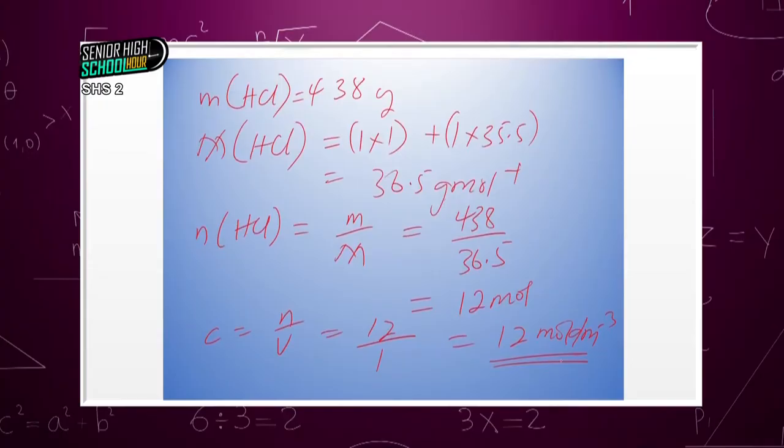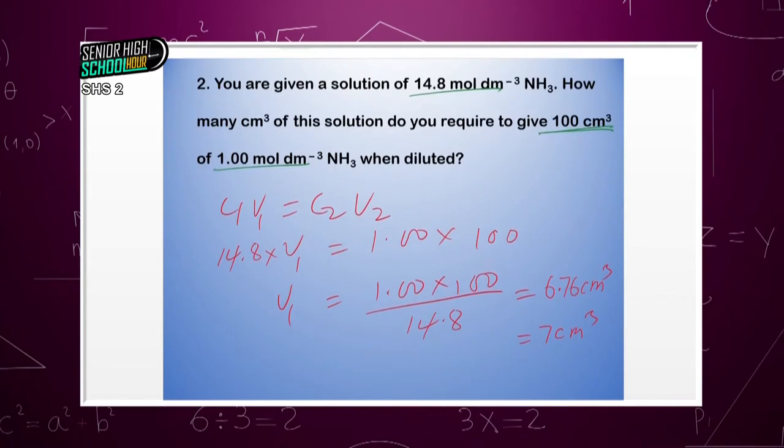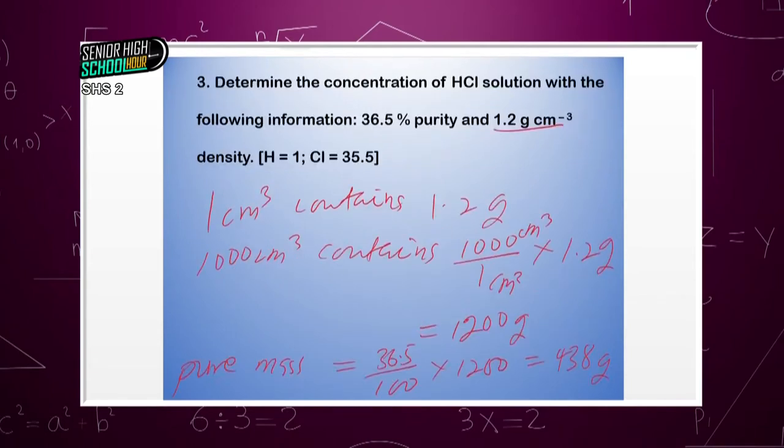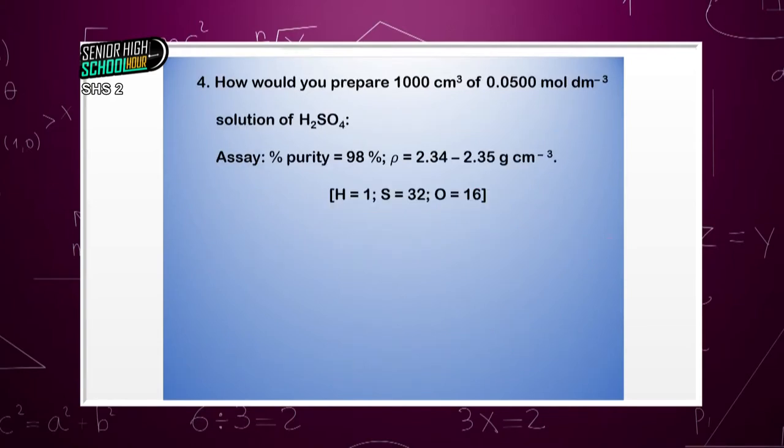So if it is in a Winchester bottle and you have been given these parameters, then you should be able to successfully calculate that. Is that okay? Yeah. Look at this one too. The same concept here. So how would you prepare 1000 cm cube of 0.0500 mole per dm cube solution of H2SO4? How would you prepare that one?